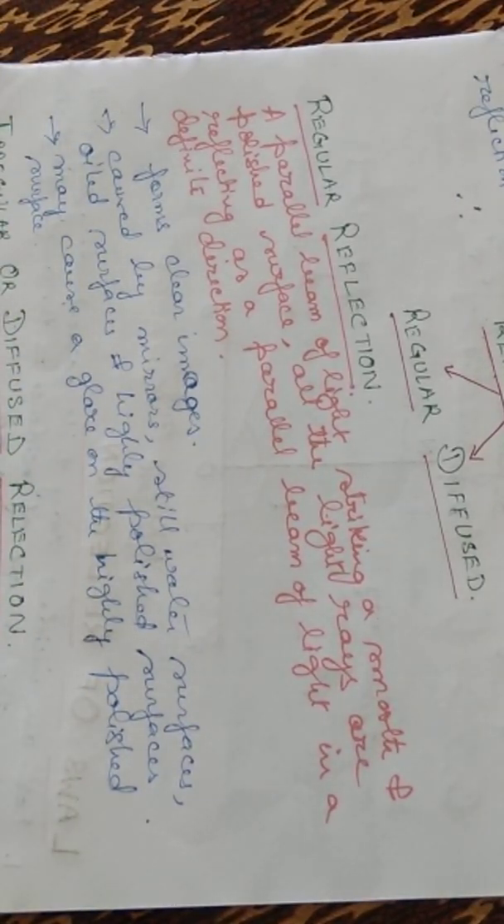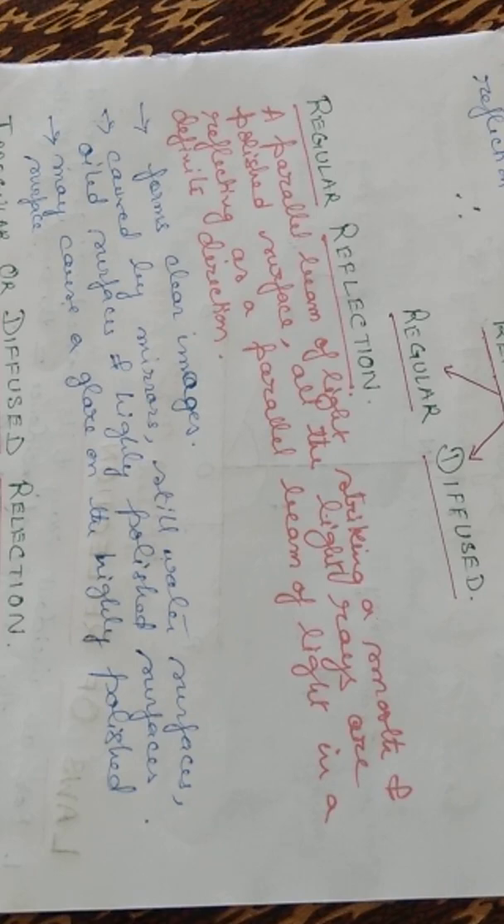Regular reflection is when a parallel beam of light strikes a smooth polished surface. When a smooth polished surface is placed and a parallel beam of light is striking on it, all the light rays are reflecting back as a parallel beam of light. All the light rays which are incident on that polished surface reflect back in a parallel beam of light, in a definite direction. That is called regular reflection.